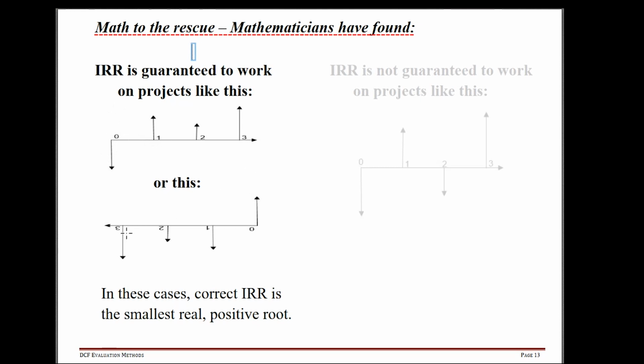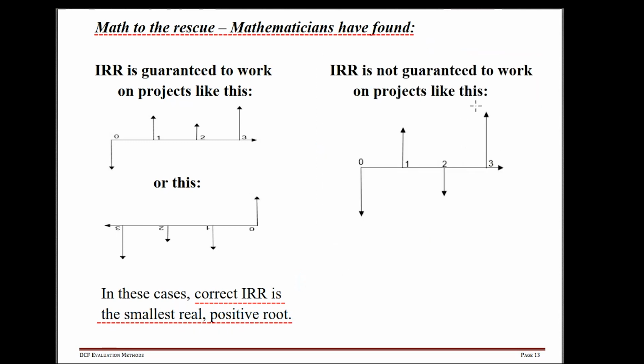Or on the other hand, if we have all negative cash flows here and 1 positive one at the end, or we could flip this over the x-axis and we'd have all positive cash flows and then 1 negative one at the very end. For these 4 cases, the 2 that are shown and the 2 additional we get by flipping these over the x-axis, the mathematicians have shown that the correct IRR is the smallest real positive root of the polynomial equation, or the real equation.